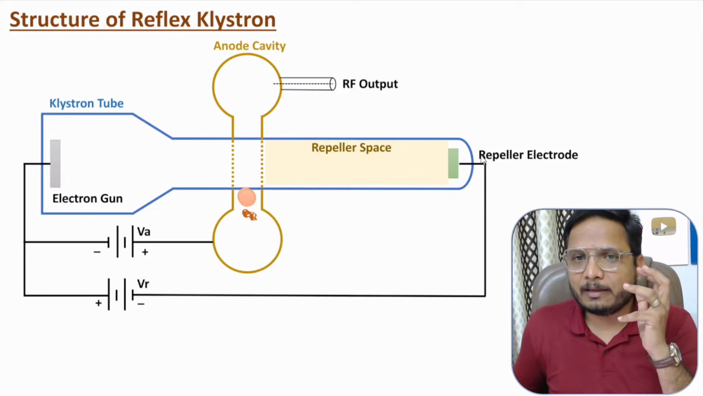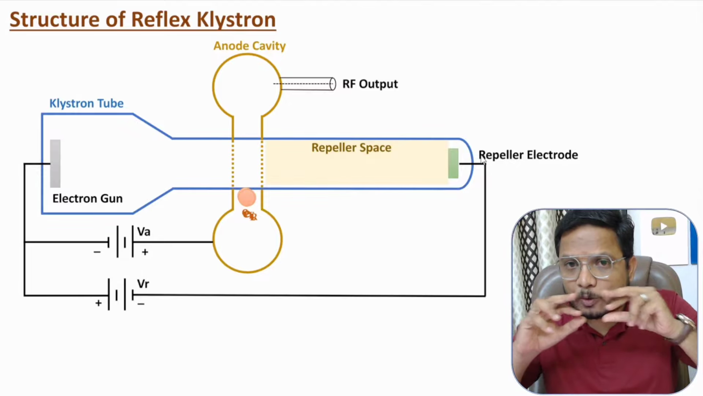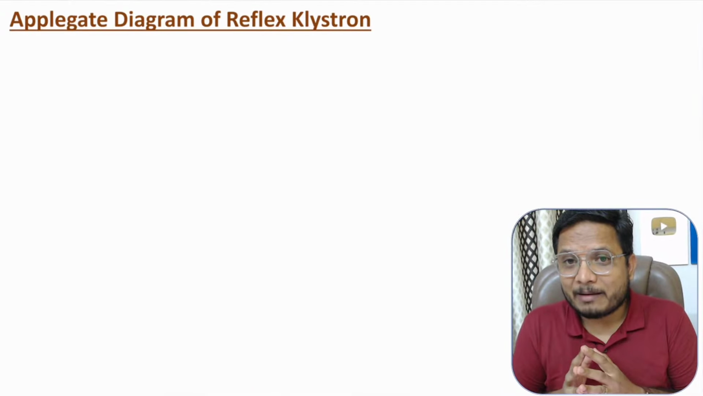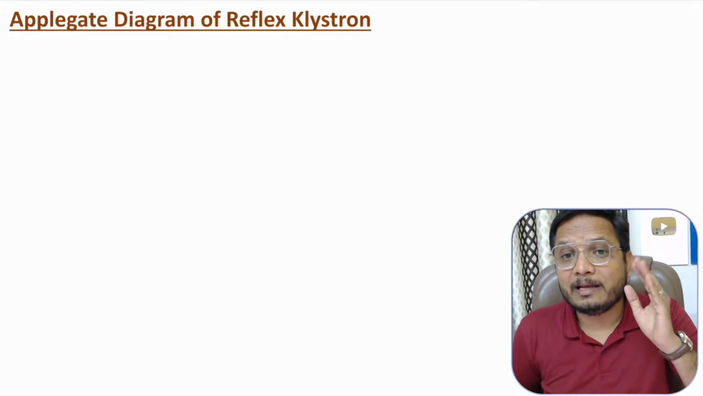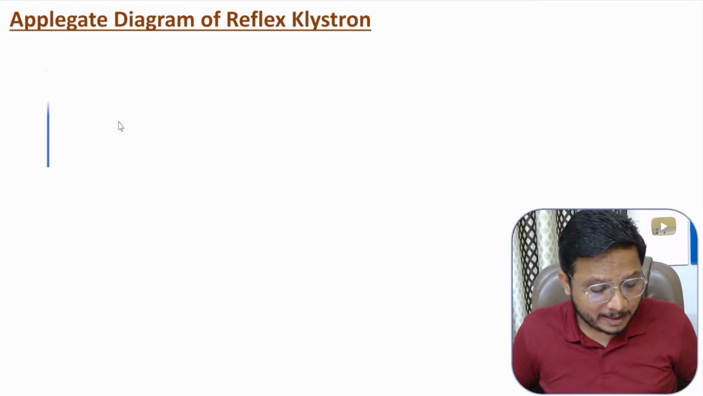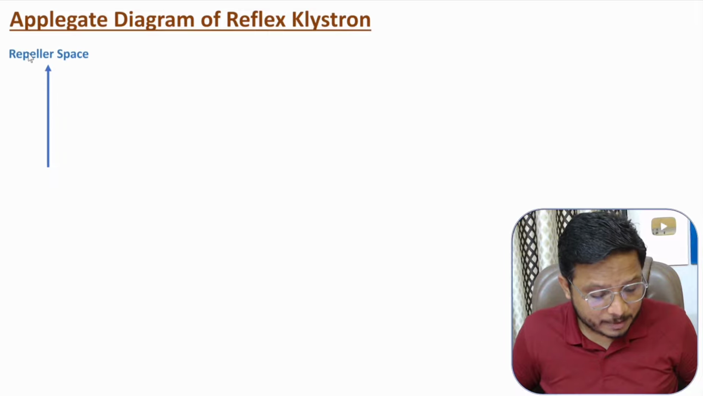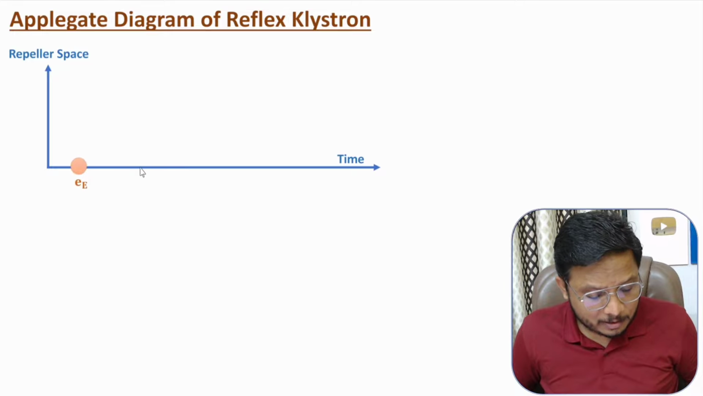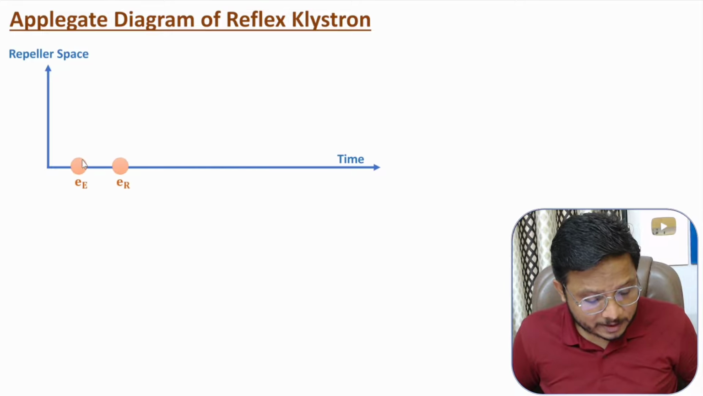Now let me explain this entire process by Applegate diagram. Applegate diagram is a diagram in between Rappler space and time. If you observe here on vertical axis, we have Rappler space, and on horizontal axis, we have time. Here I'll be considering same example. We have three electrons. First one is early, second one is reference, and third one is late electron.